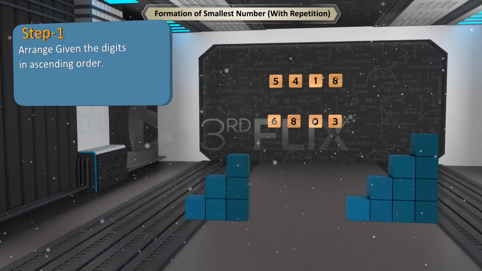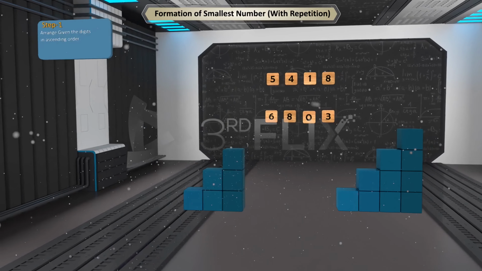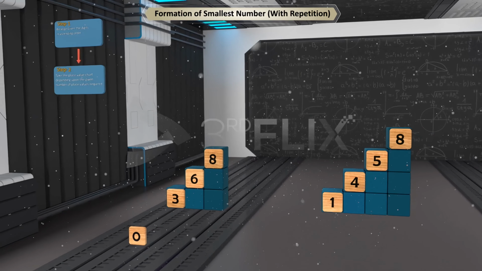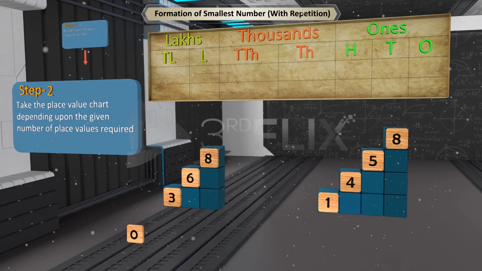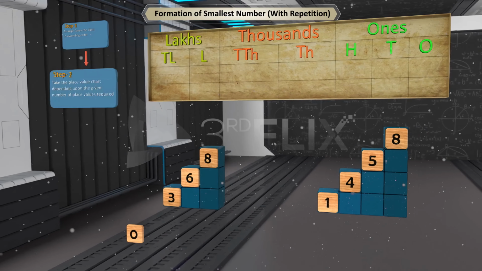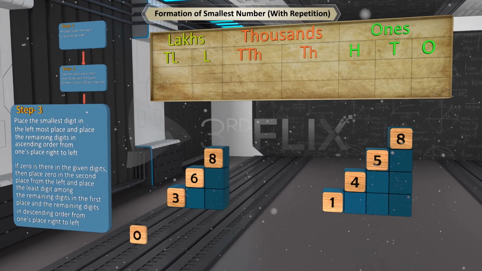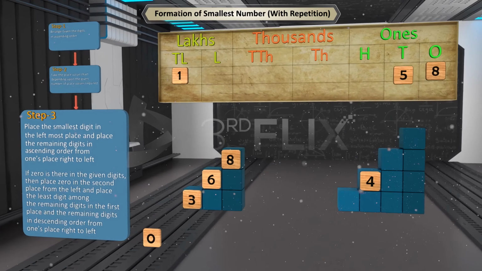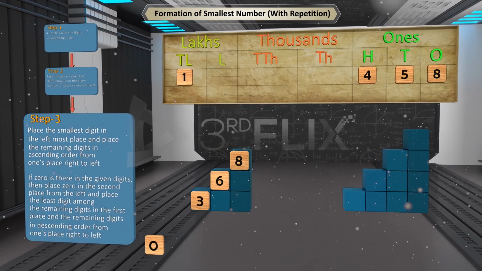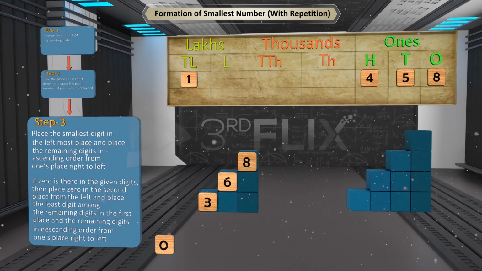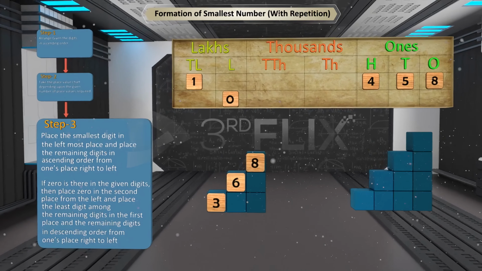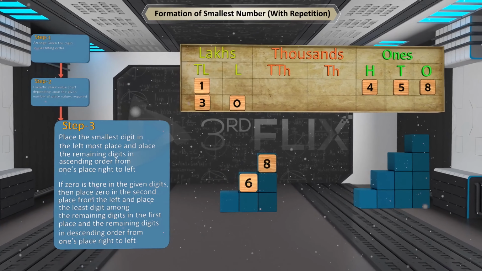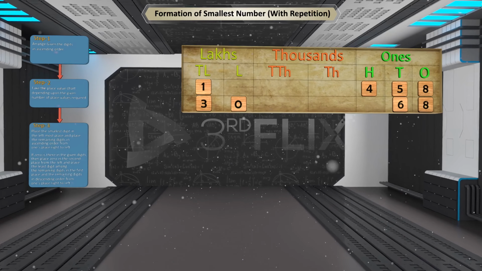Step 1. Arrange the given digits in ascending order. Step 2. Take the place value chart depending upon the given number of place values required. Step 3. Place the smallest digit in the leftmost place and place the remaining digits in ascending order from one's place right to left. If 0 is there in the given digits, then place 0 in the second place from the left and place the least digit among the remaining digits in the first place and the remaining digits in descending order from one's place right to left.